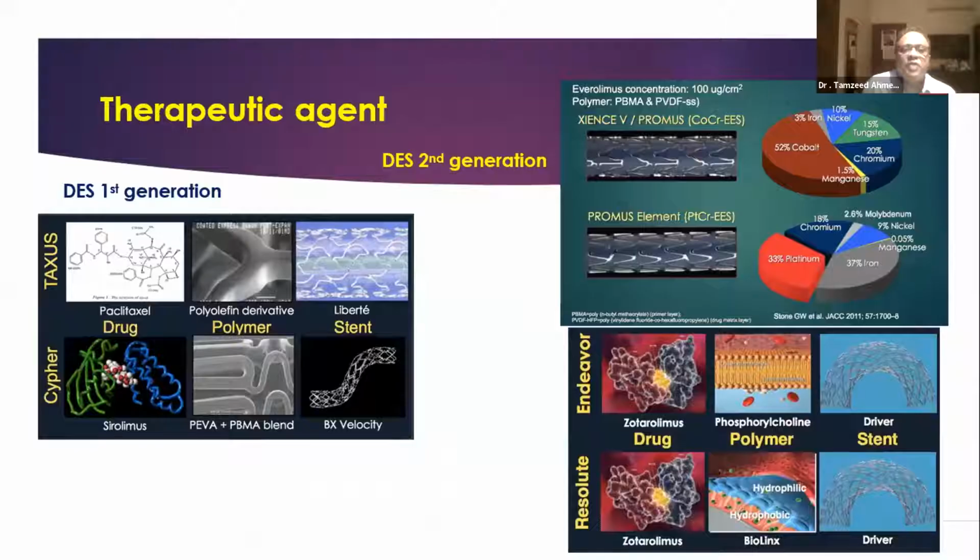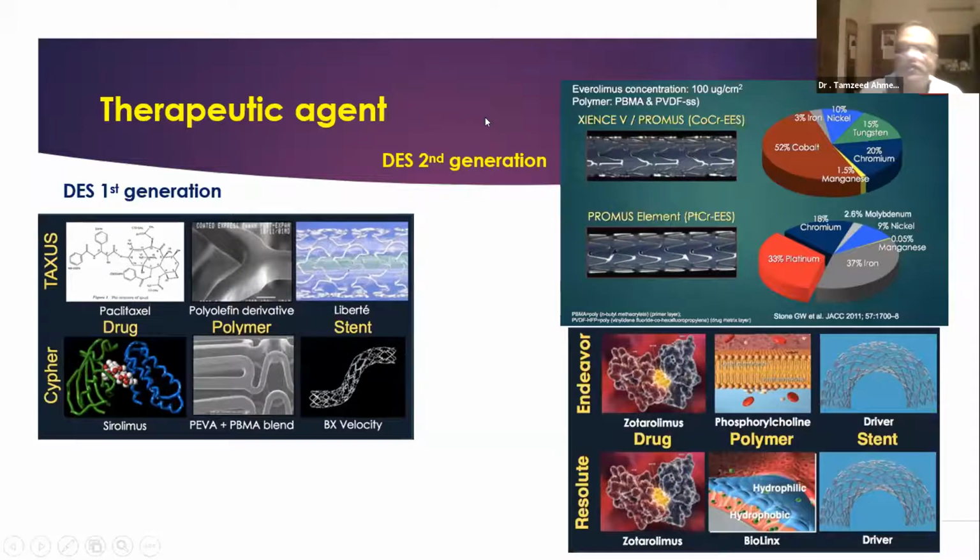And therapeutic agent, when we started with the first generation drug-eluting stents, it was Cypher, and the drug was sirolimus. And at Taxus, the drug was paclitaxel. These were the leading first generation drug-eluting stents. Then came the second generation drug-eluting stents.